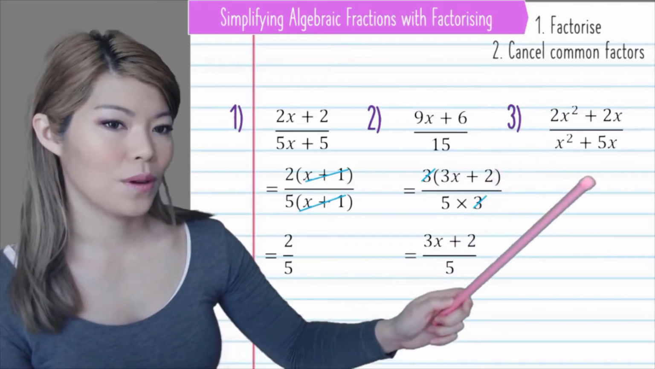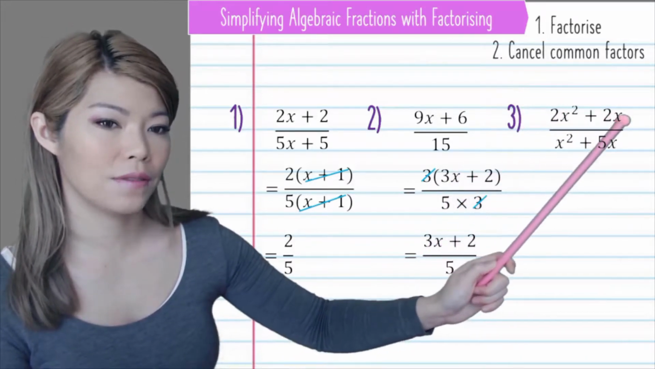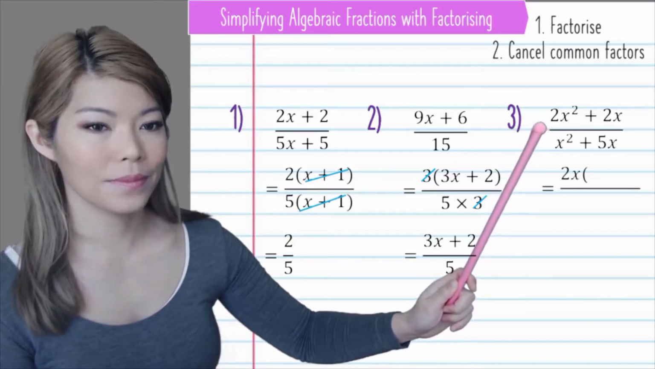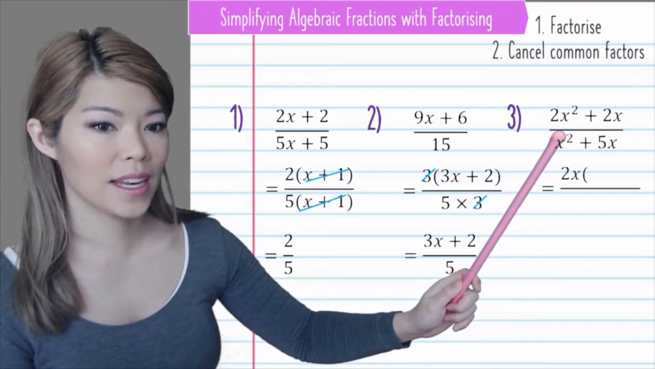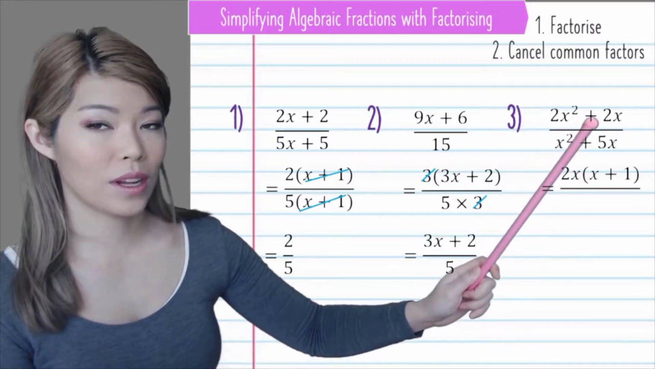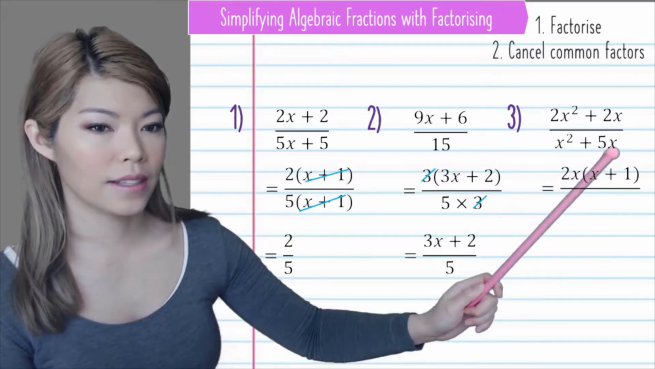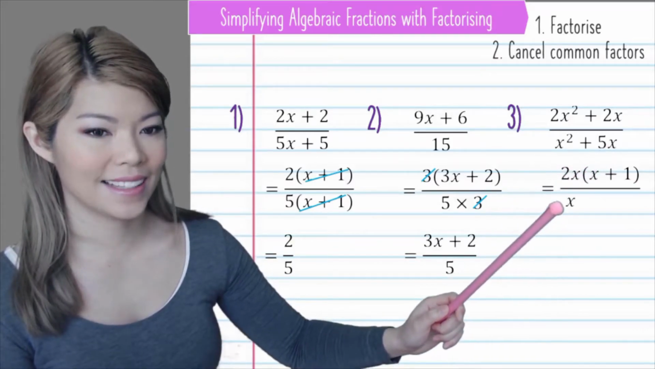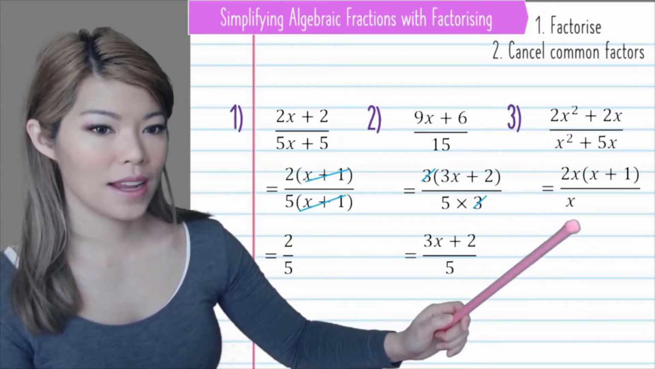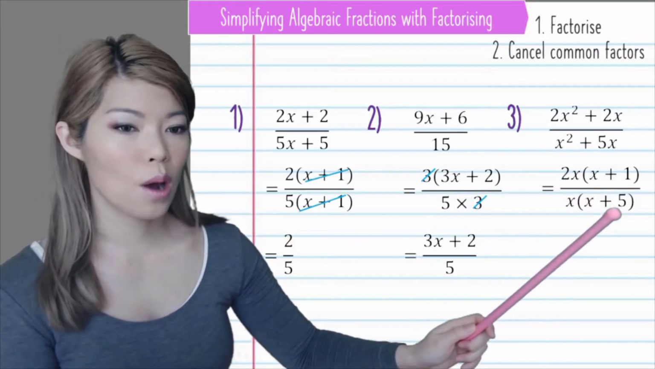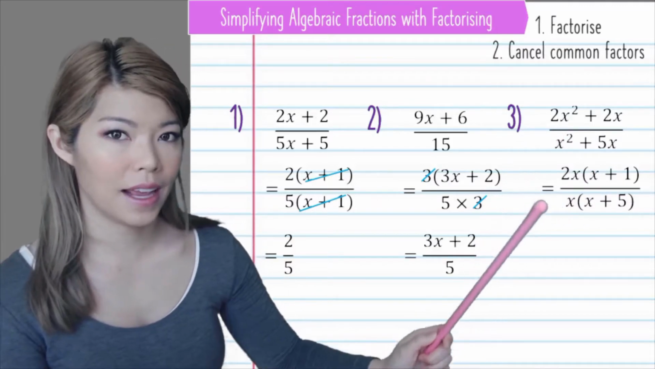What about this one? The highest common factor for the numerator for this one is 2x. 2x times what is 2x squared? That's x. And 2x times what is 2x? That's just 1. And the bottom, the new denominator, what is the common factor there? x. So x times what is x squared? x. And x times what is 5x? That's 5.